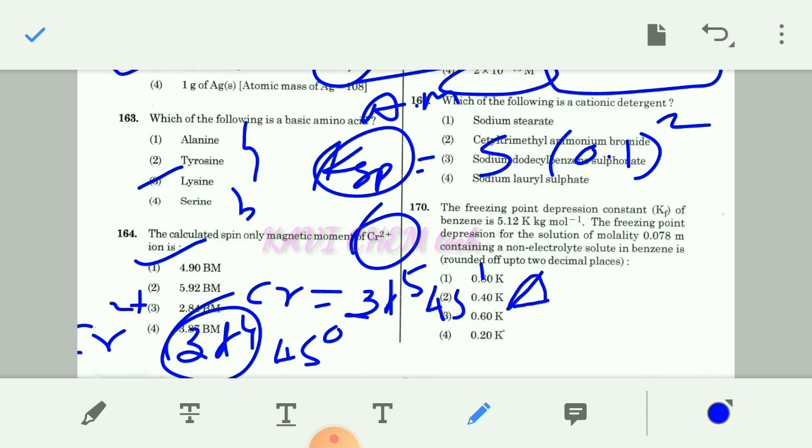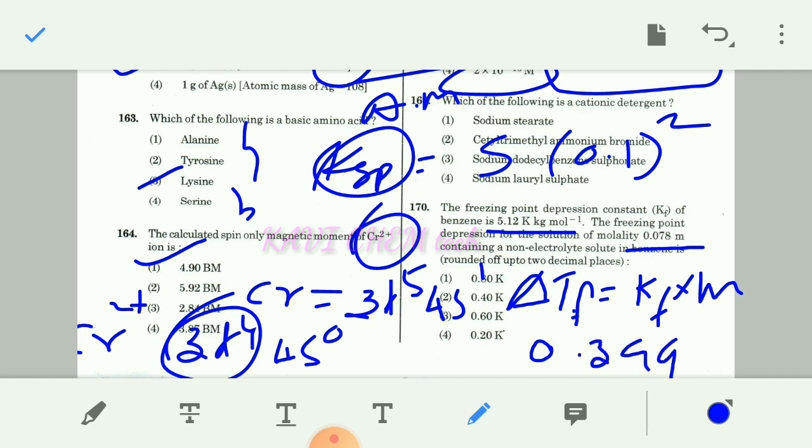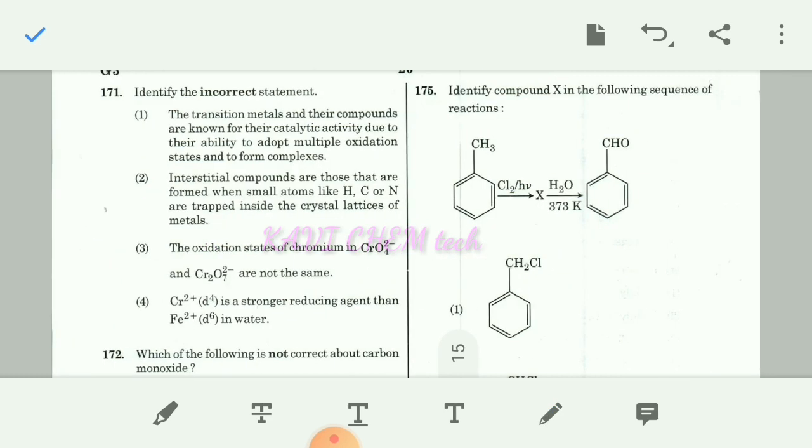Delta Tf is equal to Kf into m. Here the Kf is given, that is 5.12, and m is given, that is 0.78. When you multiply both, you will get a value of around 0.399, which is nothing but 0.40 Kelvin. So question number 171, identify the incorrect statement.